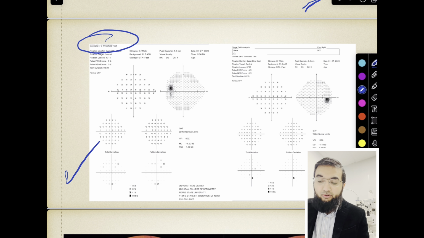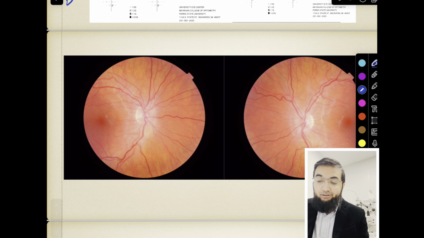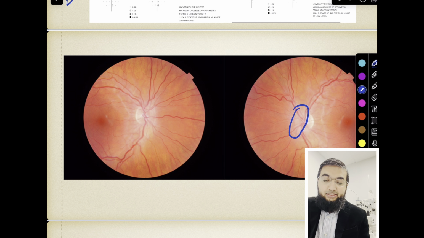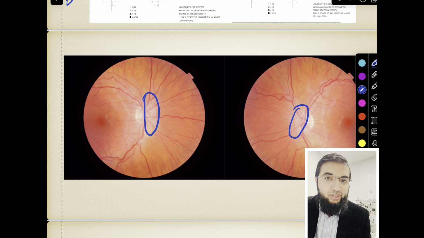And this is how the back of the eye looks, where we took the pictures. I see indistinct margins here, indistinct margins here. I see some signs of elevation going on in the back of the eye, in the optic nerve. That's serious. You cannot ignore it, you cannot let it go, you have to investigate it further.